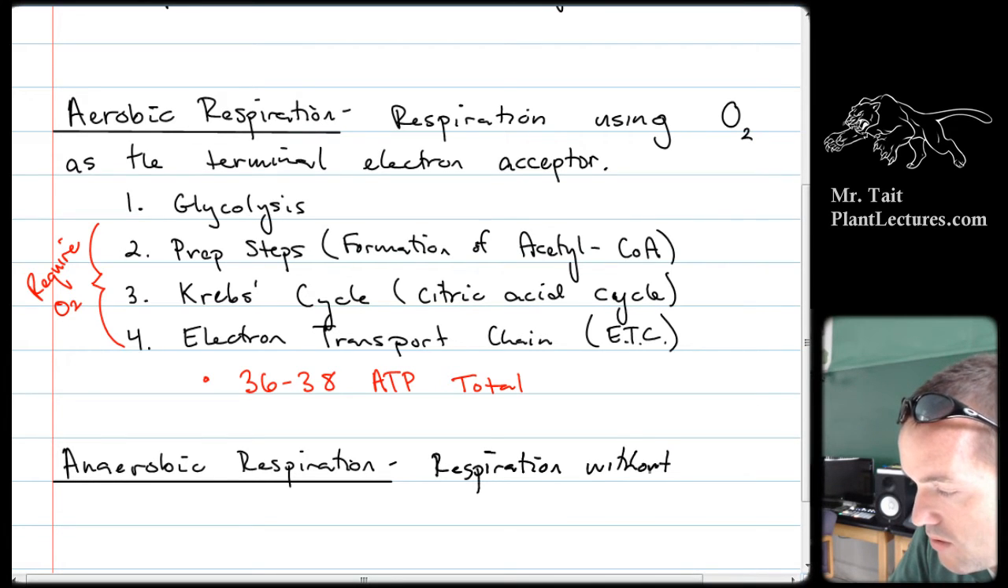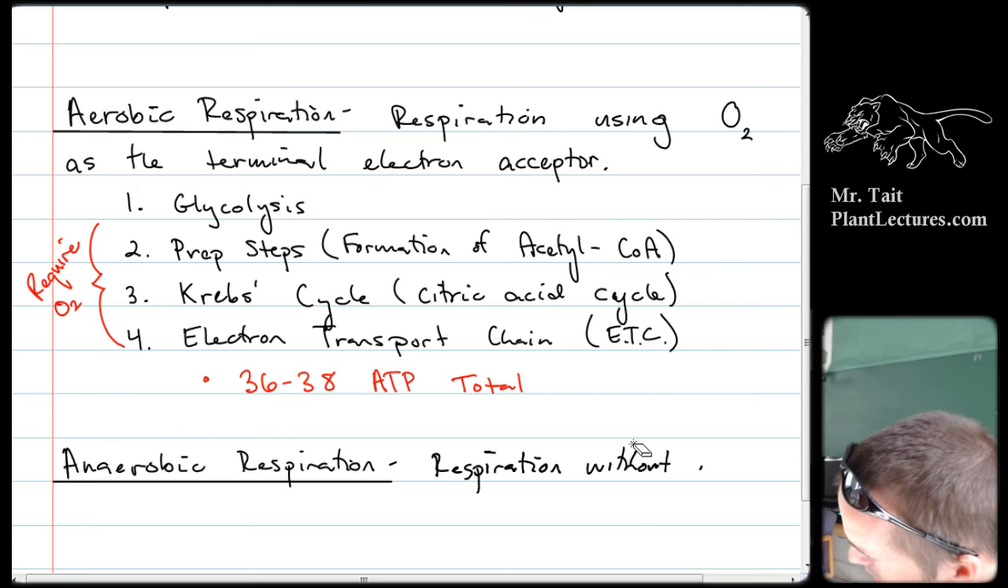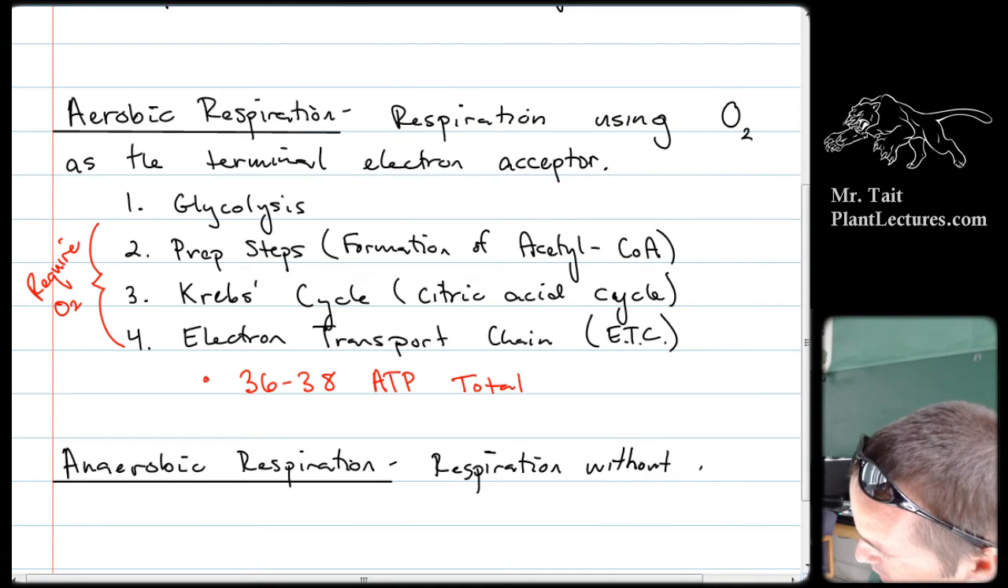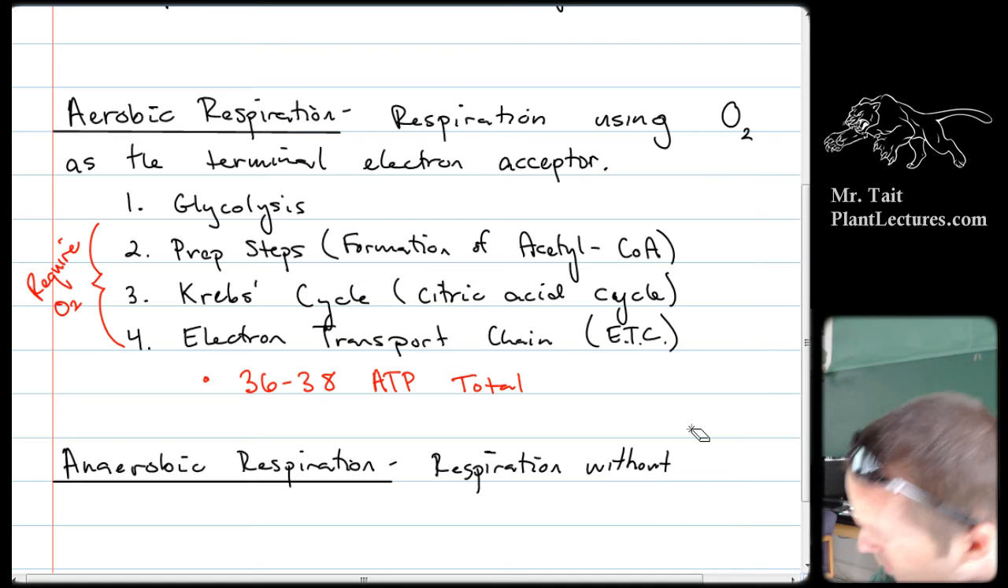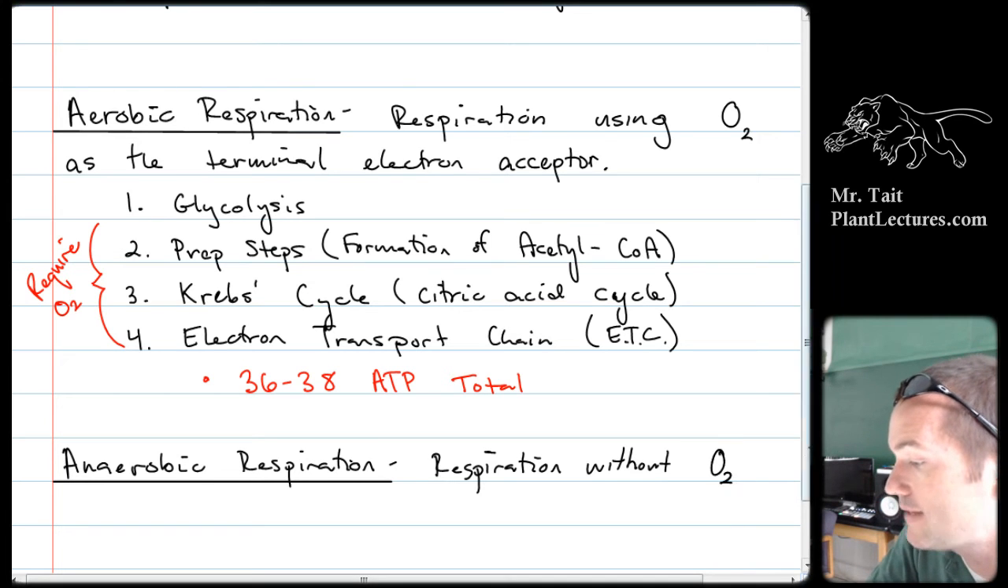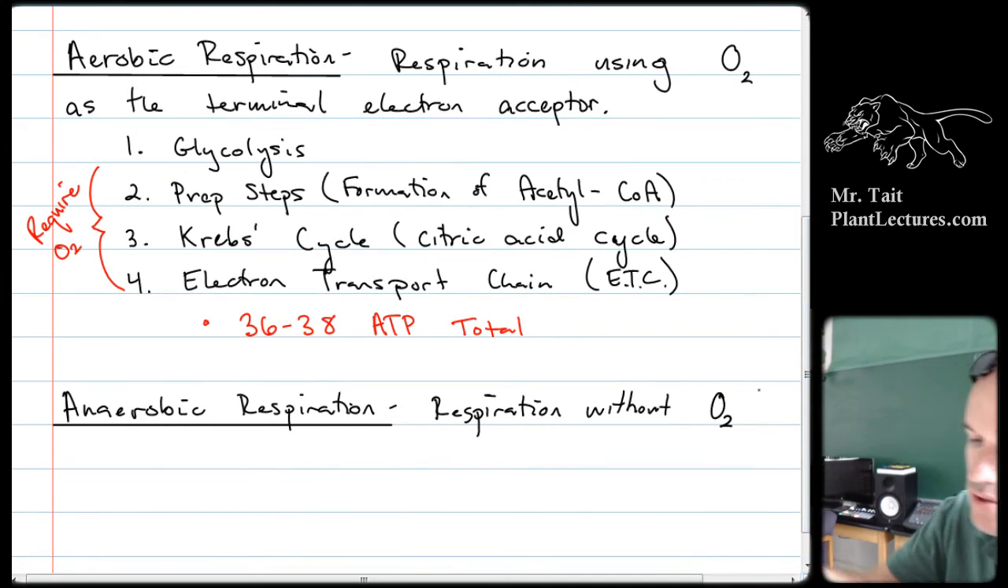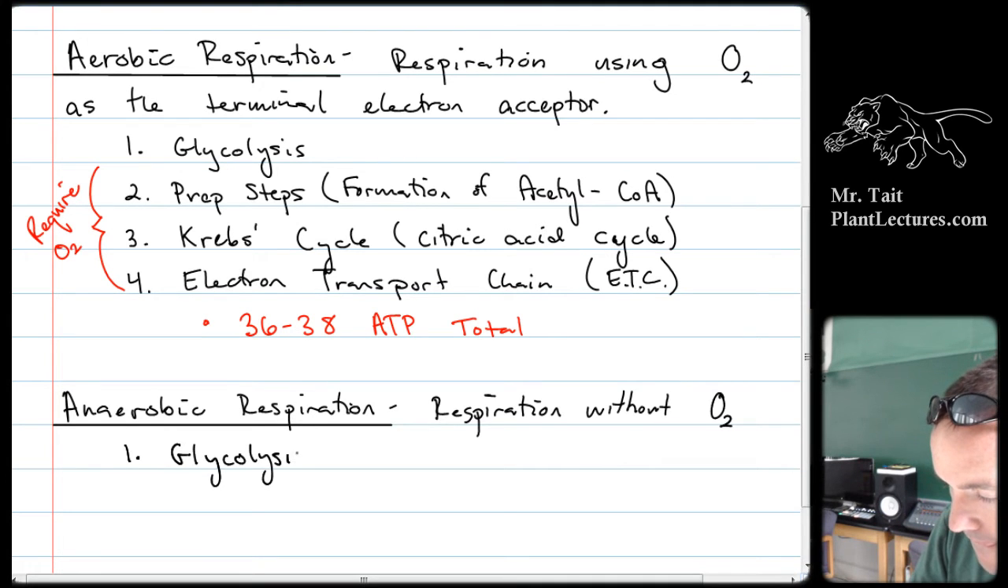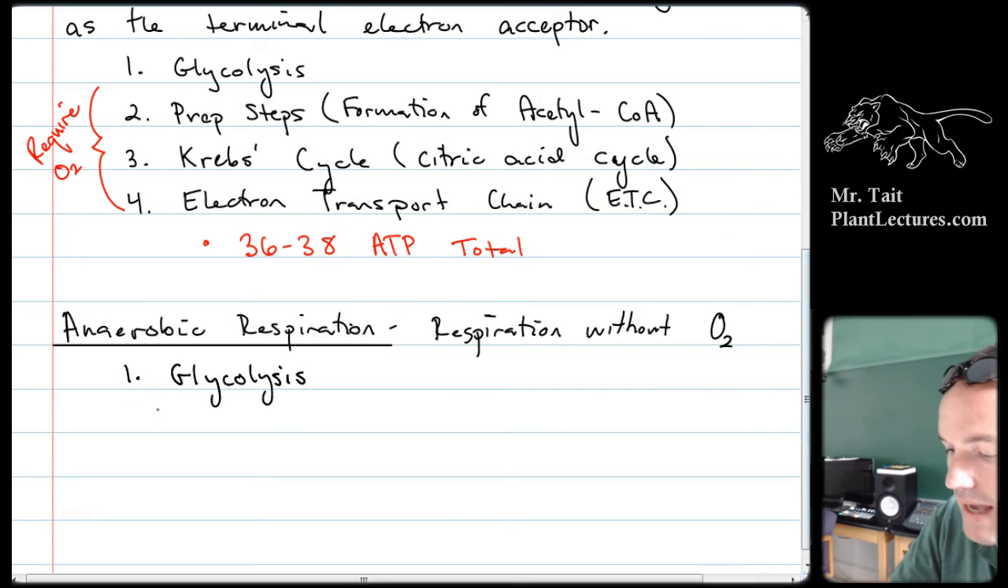Without O2. And it's super inefficient compared to aerobic respiration. In anaerobic, there's only 2 stages. Stage 1 is glycolysis, just like before, but with a slight change, because at the end of glycolysis, it's going to end with the reduction of pyruvate using NADH. And don't worry about what that means yet. It'll mean a lot more in just a minute.